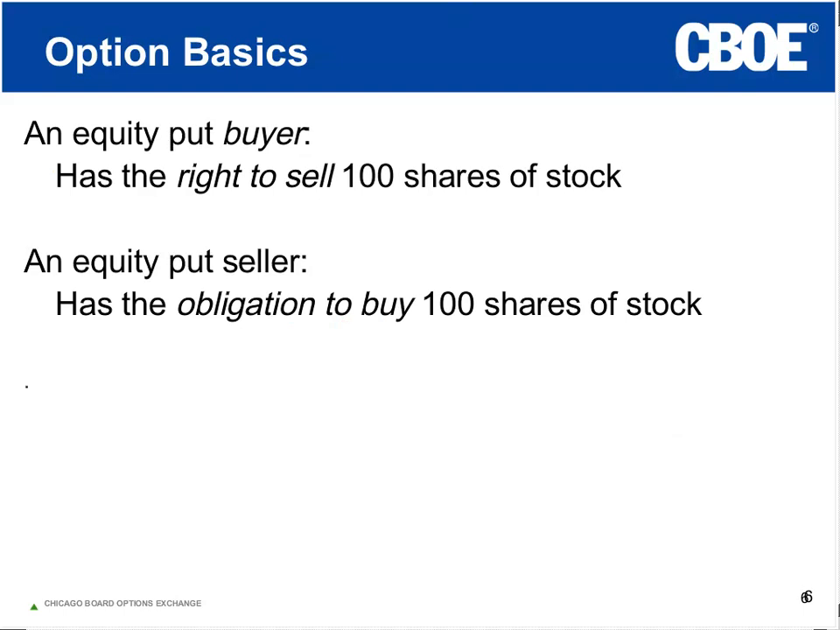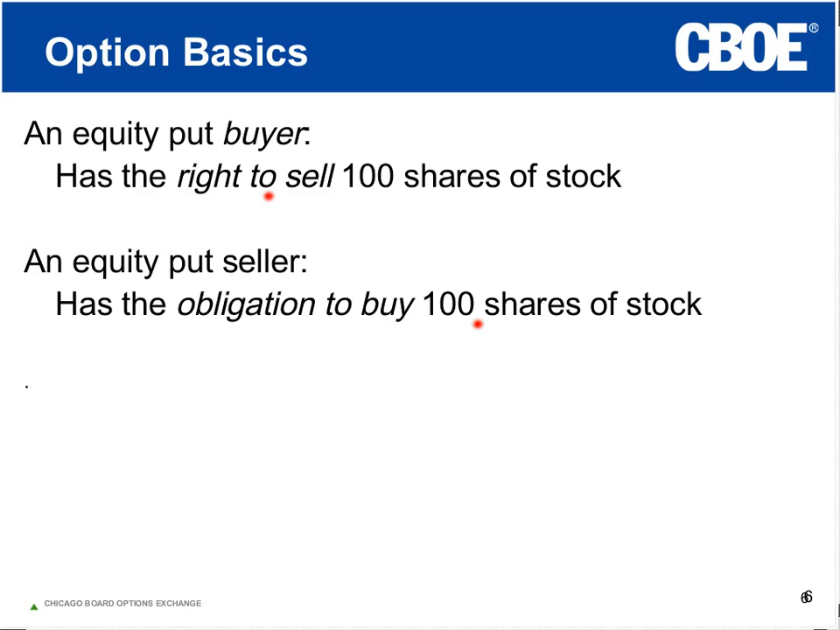On the other side of the coin here, let's say you've decided that you think a stock is going to move lower, you might actually consider buying a put option. And on an equity, if you buy a put option on a stock, you've actually gotten the right to sell 100 shares of that stock. Now, somebody's on the other side of that trade, and if they've initiated a new position when they've sold that option contract, they've actually taken on an obligation to make good on that right that you've purchased, and they've taken on the obligation to buy 100 shares of stock.